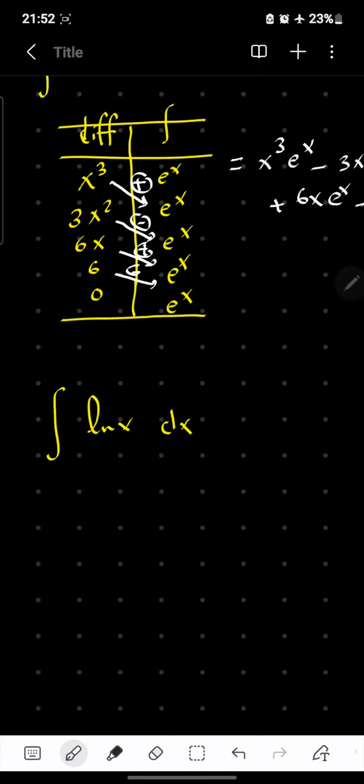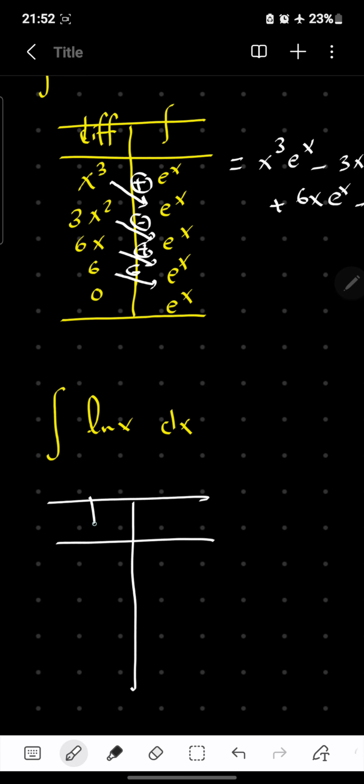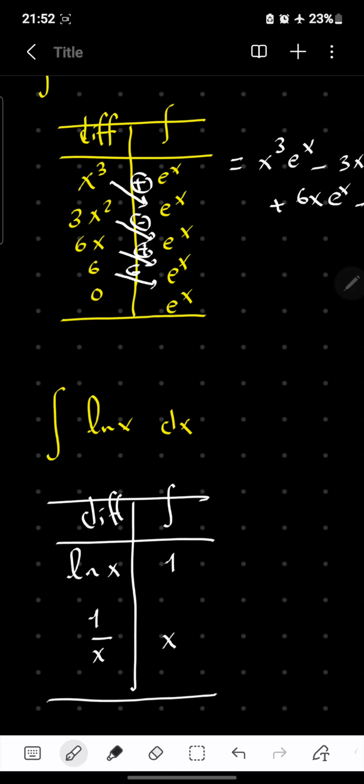Ln x is a function to be integrated, so we will solve it by integration by parts. The differentiation and this integration. What is the function that will be differentiated? It's ln x, because we can differentiate ln x as 1 over x. Now, what about integration? We don't have another function, but we have the function 1. Integration of 1 is x.